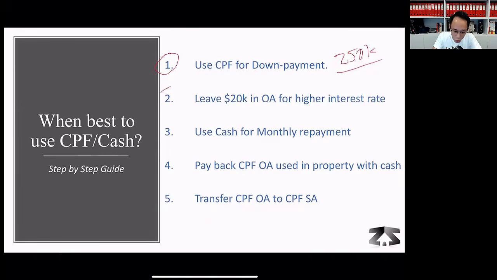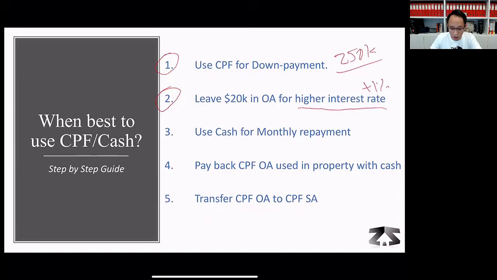Okay, level 2 is probably to leave maybe just 20K in your OA. Don't clear everything, because 20K in your OA will generate a higher interest rate of at least more than 1%, something along this line. So your 2.5 plus 1%, I think it's 3.5% on the first 20K of your OA.